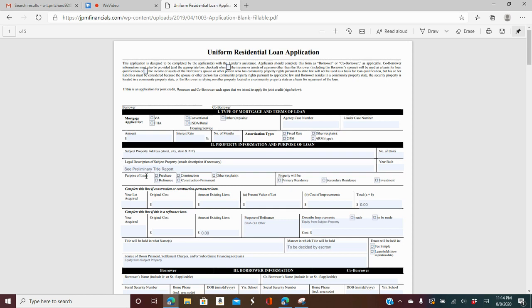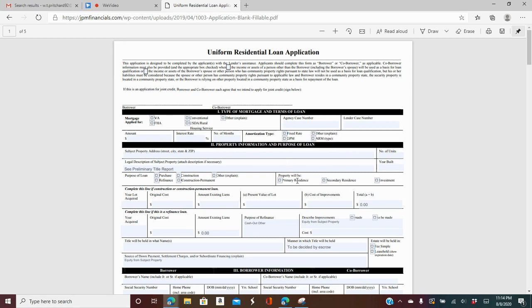So here we have the purpose of loan, and the options are: purchase, refinance, construction permanent, and other. Mostly as a processor, you'll be seeing purchase or refinance. Sometimes there are new constructions that you'll deal with, but the main bread and butter of the process is the purchase and the refinances.